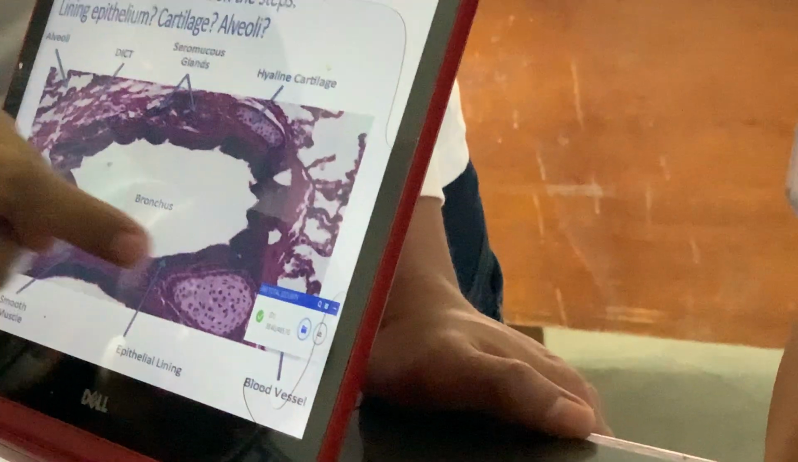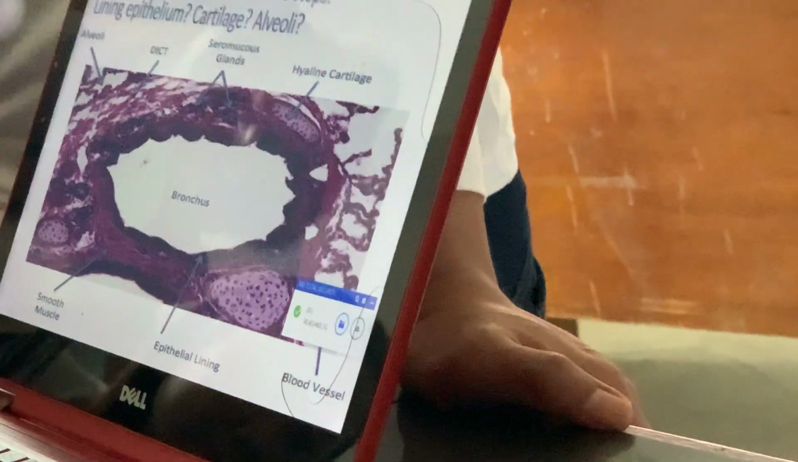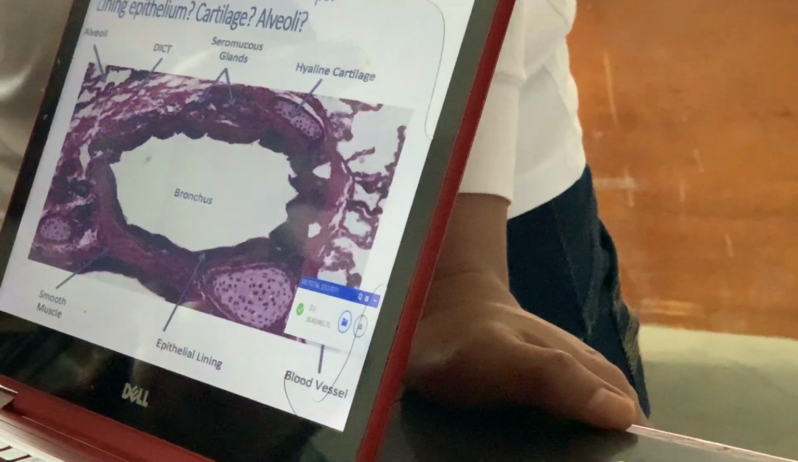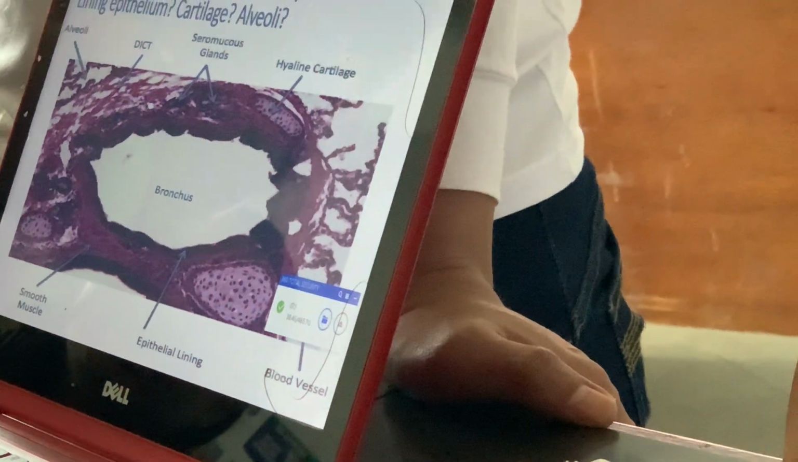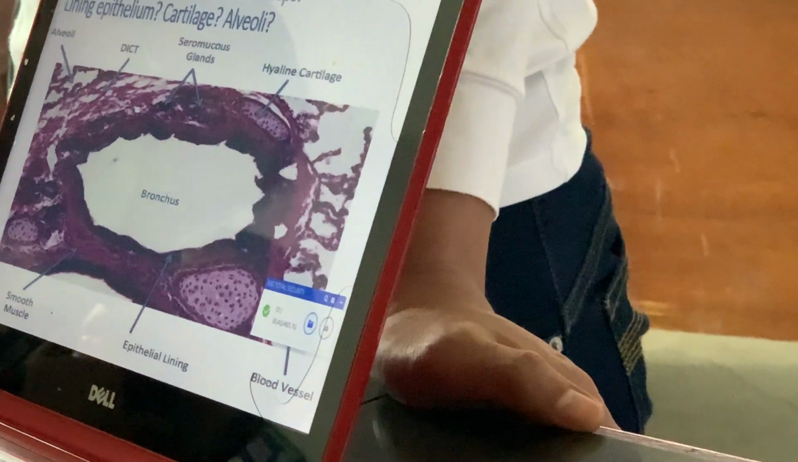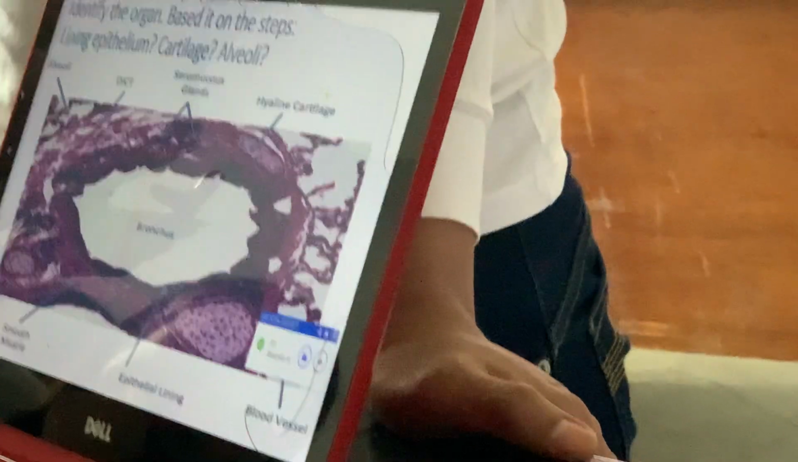Cartilage. Is the cartilage C-shaped? No. So what are the possible organs here? Either bronchi or larger bronchiole. Very good.